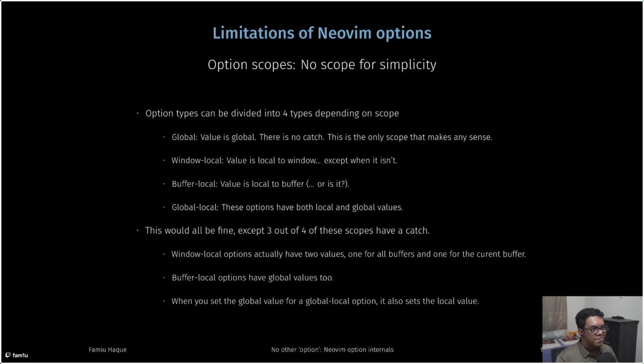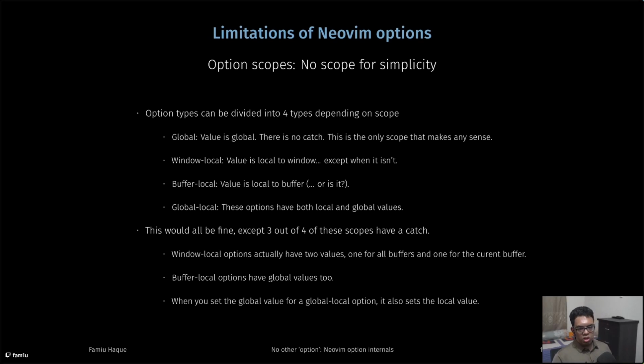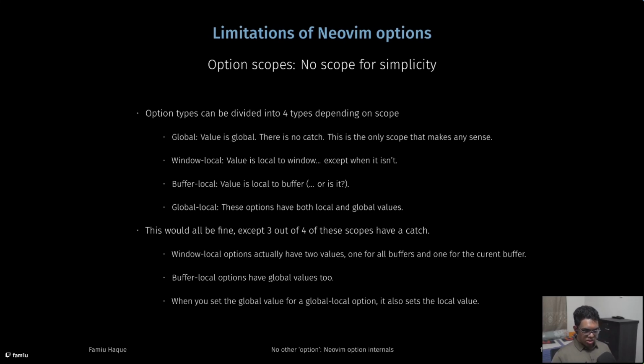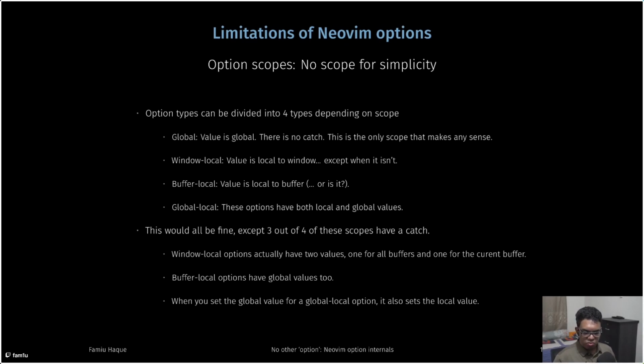Anyway, option scopes. Oh my, this is something. Options can be divided into four types depending on the scope. So there are global options. This one is straightforward. The value is global, there is no catch. This is the only one that makes sense though. The rest of them make no sense.